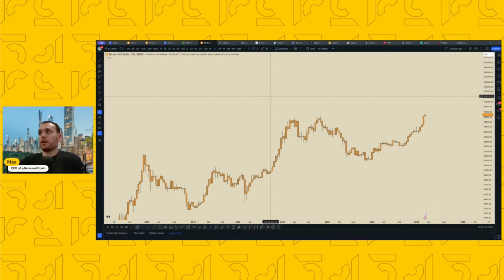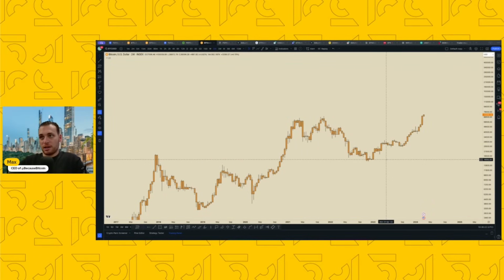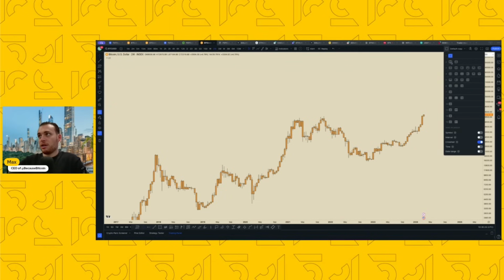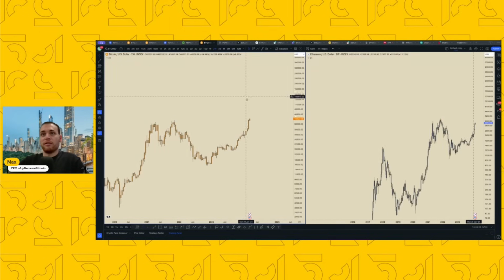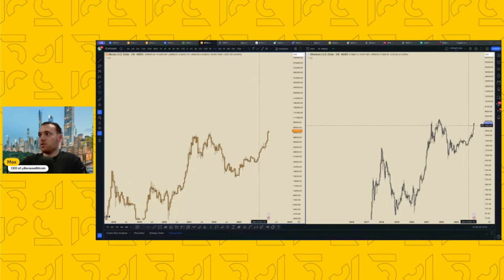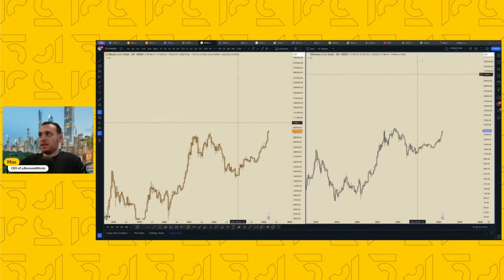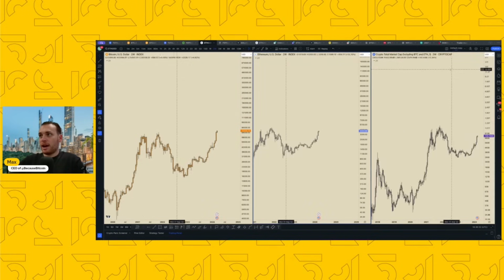So right here, we are looking at Bitcoin. I've got it in orange, but I need to add some additional charts on here. I think I should have these more or less queued up. So we're going to add ETH on, and then we're also going to add on total 3.